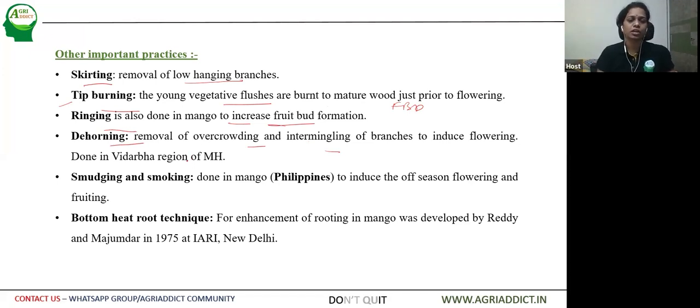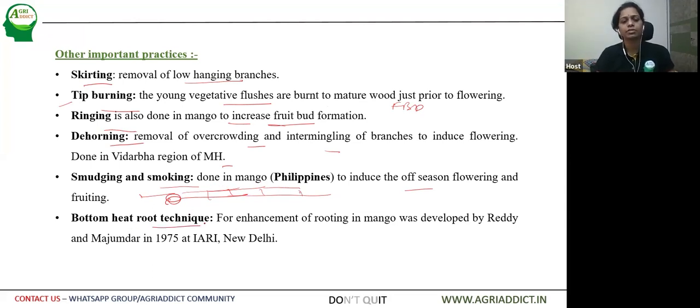So taking care of those operations is also followed largely in some places of Maharashtra. Then smudging and smoking, which is done in mango, especially in the Philippines, to induce off-season flowering and fruiting. It is just smoking, burning dry leaves in the orchard where the wind is blowing. If you burn them, the smoke or the smudge will go to the entire orchard where the plants are planted. So it helps to some extent in releasing ethylene, so thereby fruit bud differentiation can be noticed.